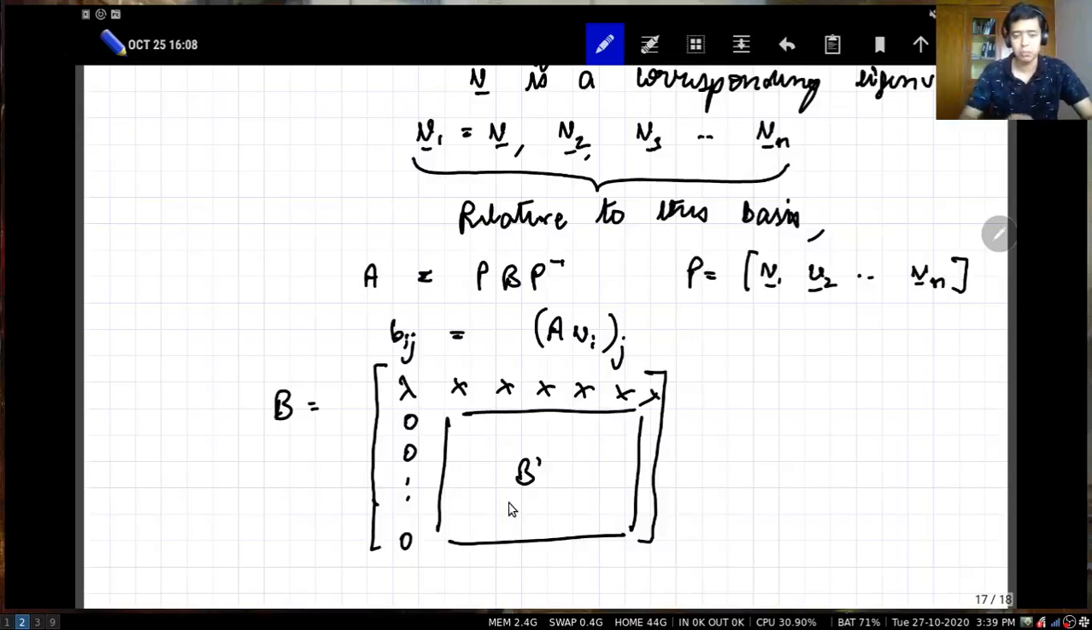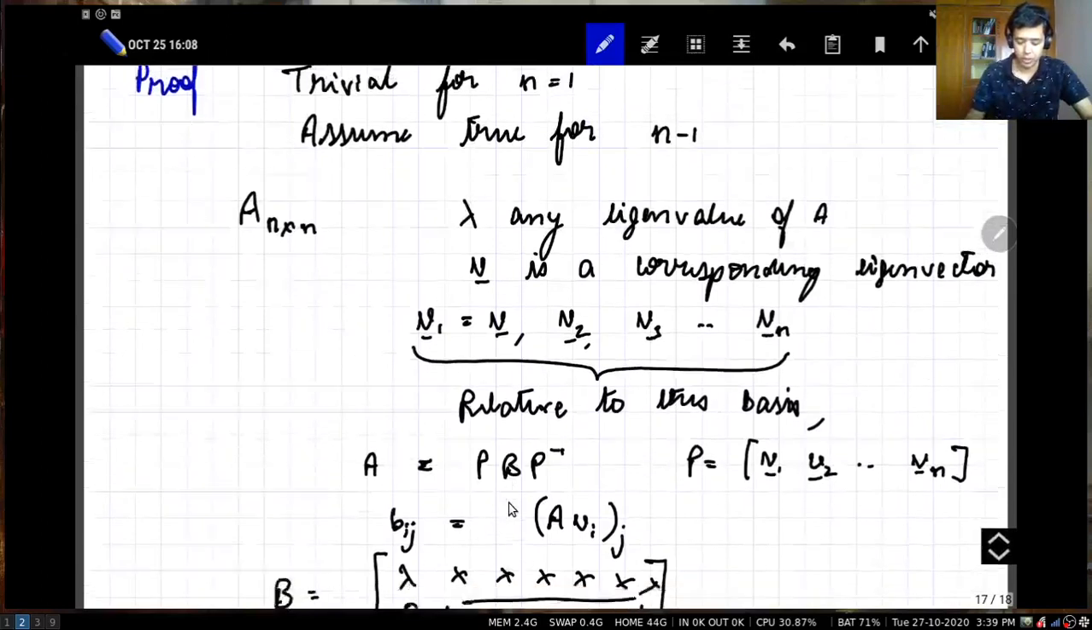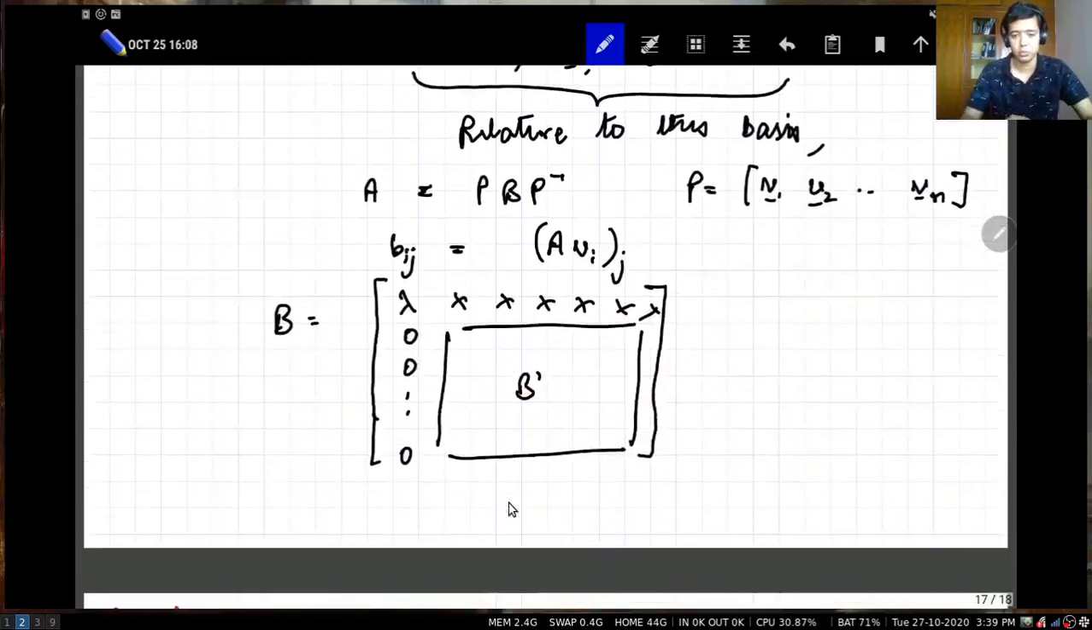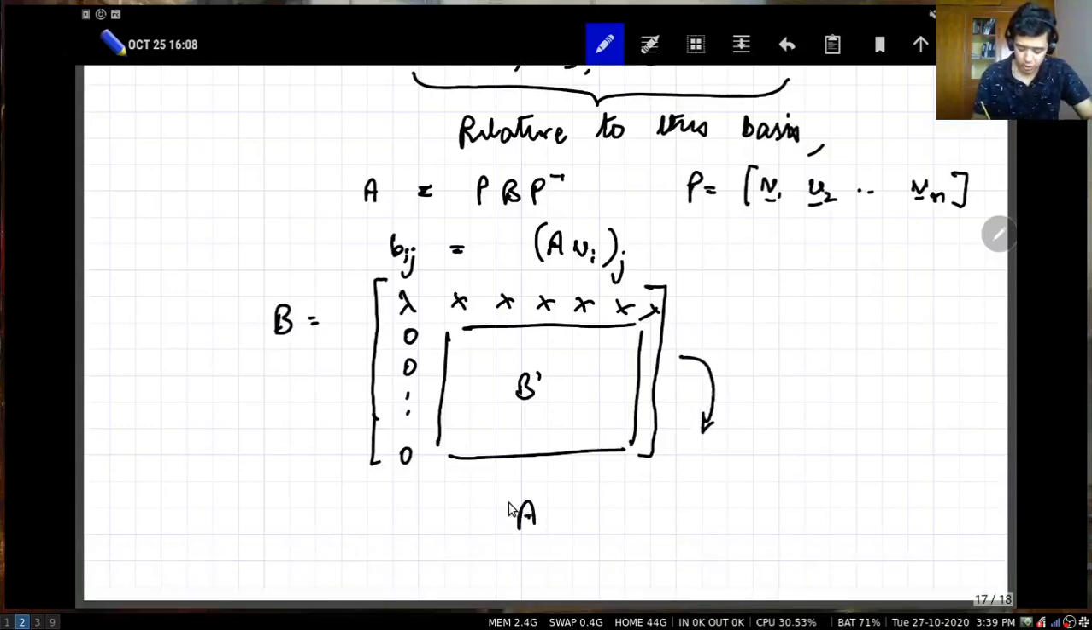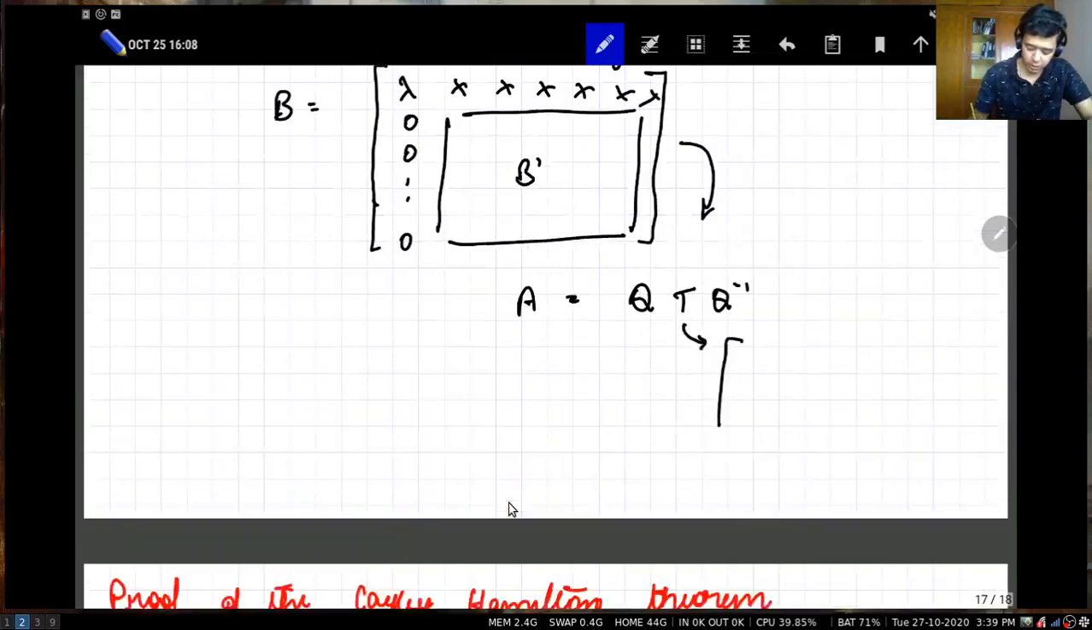Now B prime is an n-1 by n-1 matrix, and therefore we can use the induction step now, and conclude that B prime can be converted to an upper triangular matrix, and therefore by a similar sequence of transformations we can show that A is similar to an upper triangular matrix. So there exists some Q such that A equals Q T Q inverse, where this T is going to be upper triangular.